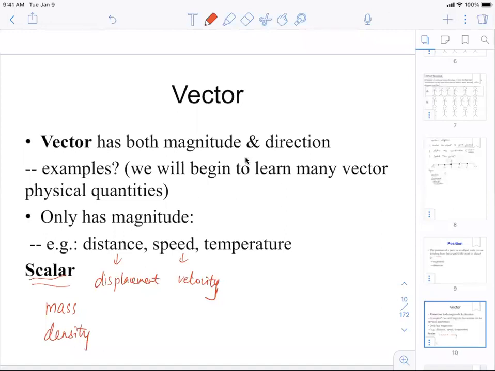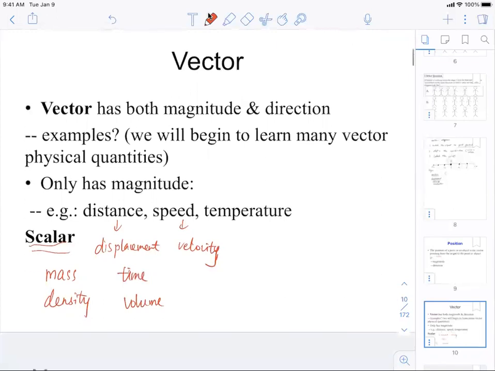Time. Time, yes, I hear time. Also scalars, excellent examples, very good. Or just so we know, volume also is a scalar. Time is scalar, temperature, all of these. You only need to tell people about the magnitude of that.